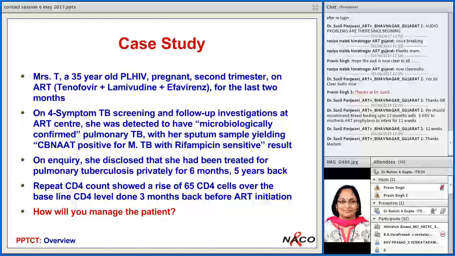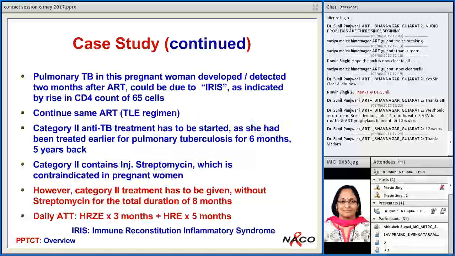This is a case study of a 35-year-old PLHIV, pregnant in the second trimester, on ART (TLE) for the last 2 months. On 4-symptom TB screening and follow-up investigations at ART, she was detected to have sputum-positive TB, CBNAAT positive, rifampicin sensitive. She disclosed that she had been treated for pulmonary TB in the private sector for 6 months, 5 years ago. Repeat CD4 count showed a rise of 65 CD4 cells over the baseline CD4 level done 3 months back before ART initiation. So how do we manage this patient?